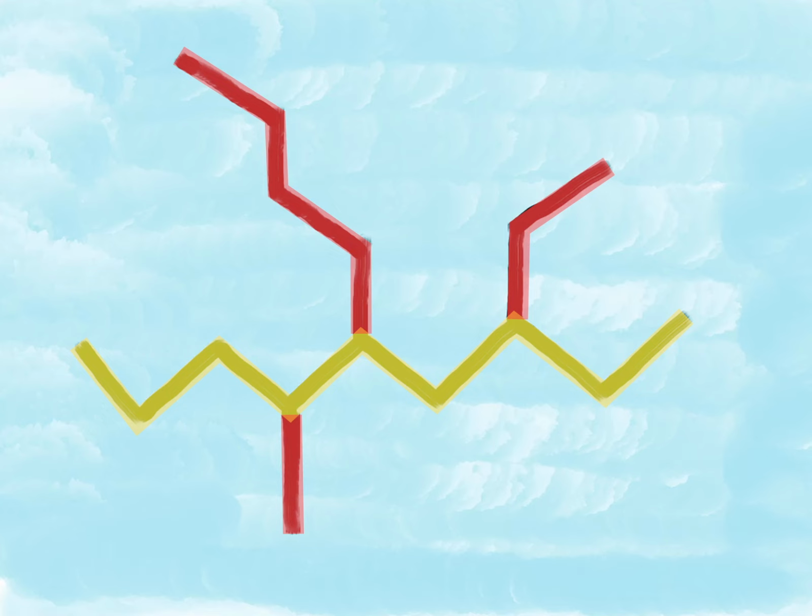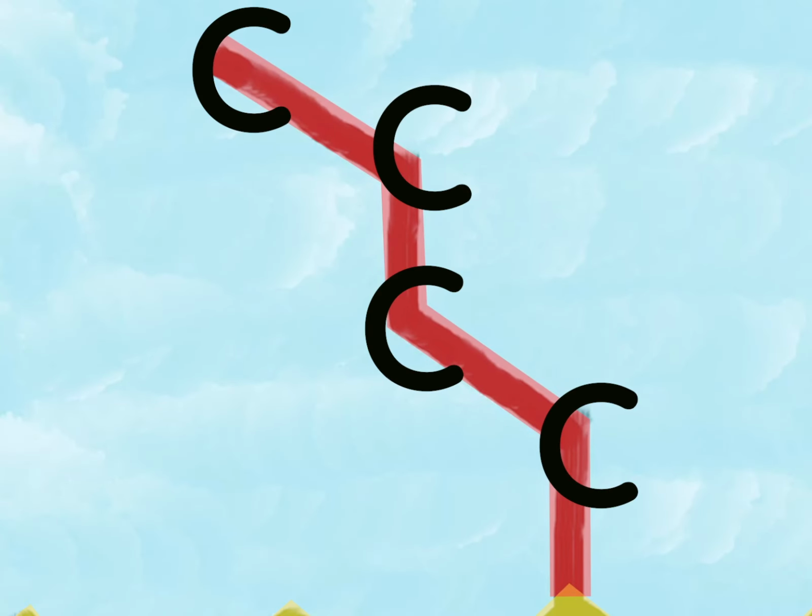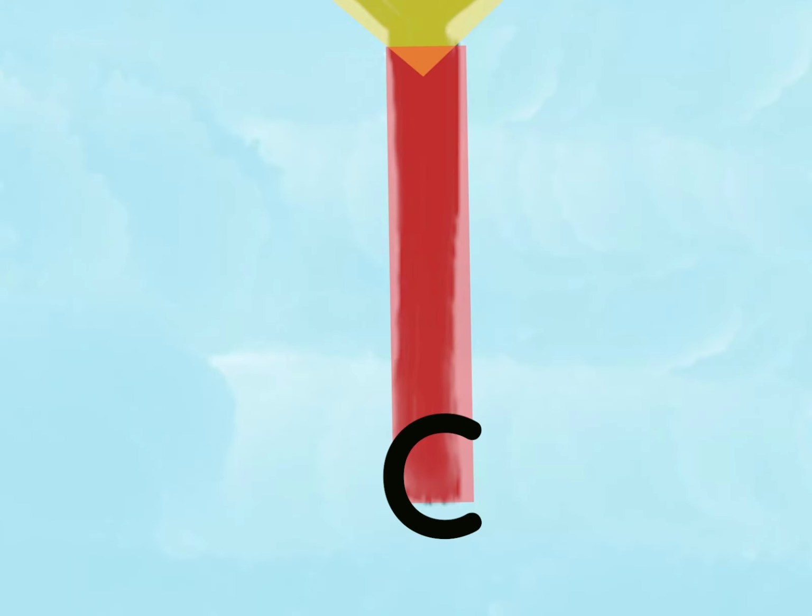Once you've established your parent chain, you need to name your substituents. These have the same prefixes as the parent chain, but the ending of the word is -yl instead of -ane. So here our substituent has 2 carbons, so it's ethyl, and here our substituent has 4 carbons, so it's butyl, and this last one has just 1 carbon, so it's methyl.